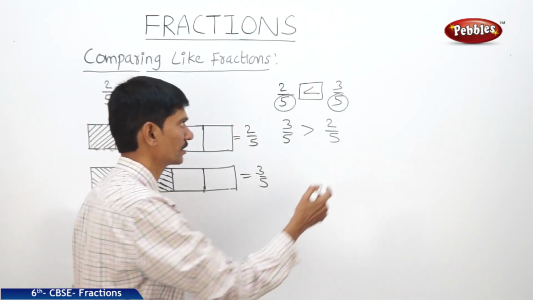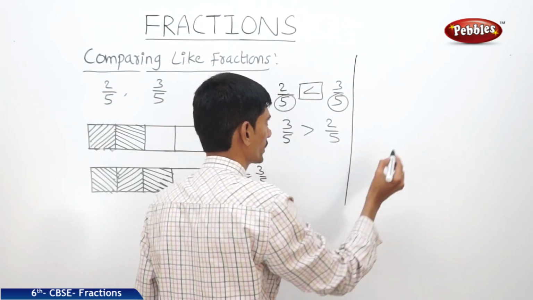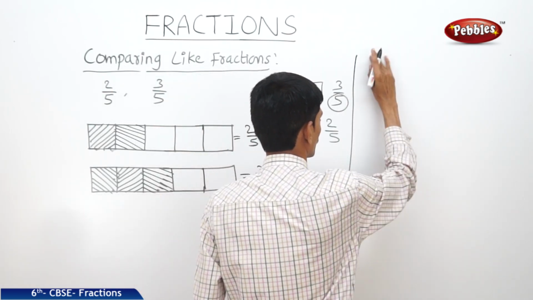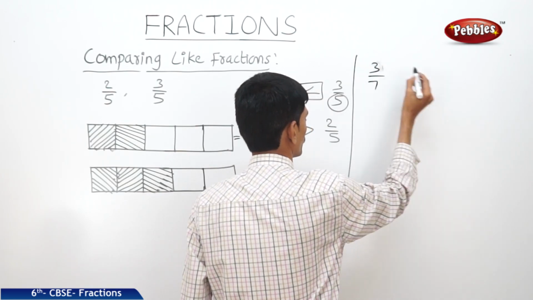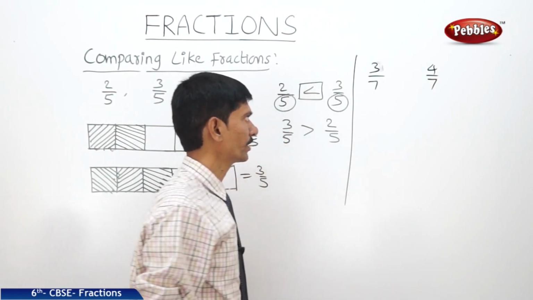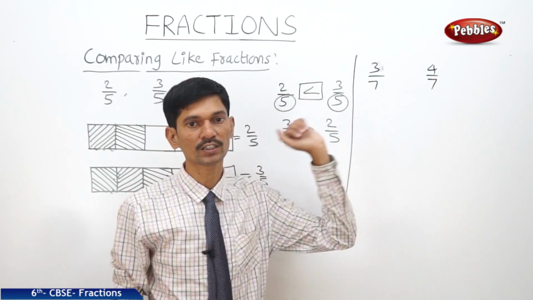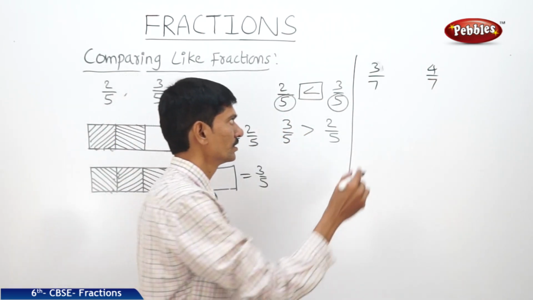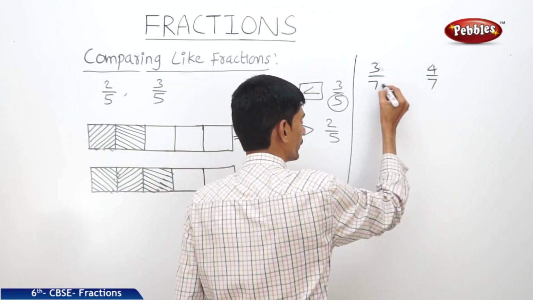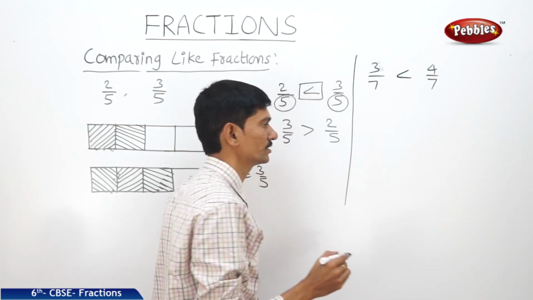So let us compare other two like fractions. So 2 by 7, 3 by 7, 4 by 7. So these are also like fractions because their denominators are equal. So we can compare the numerators. 3 is less than 4, so we can write 3 by 7 is less than 4 by 7.